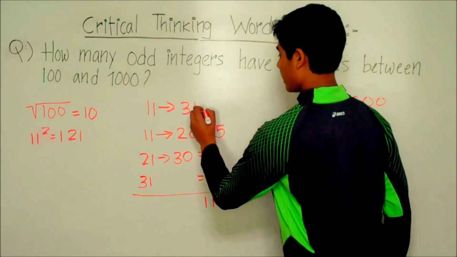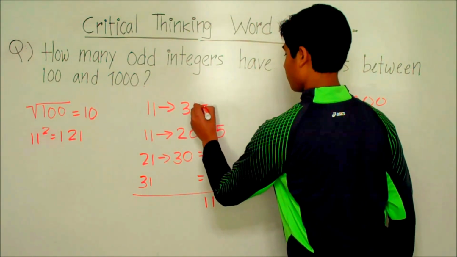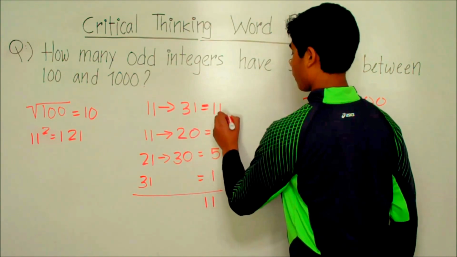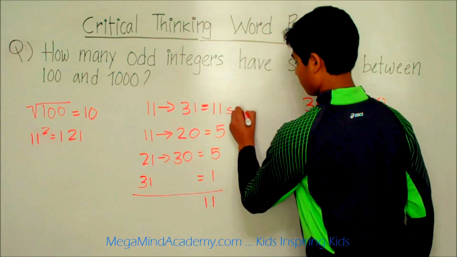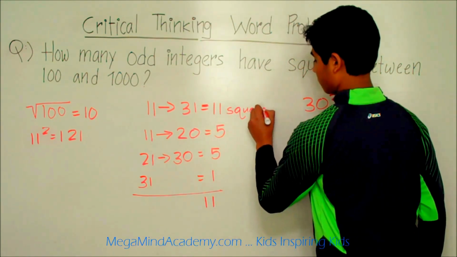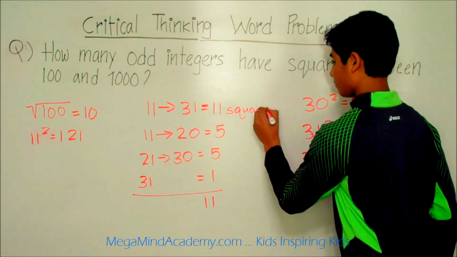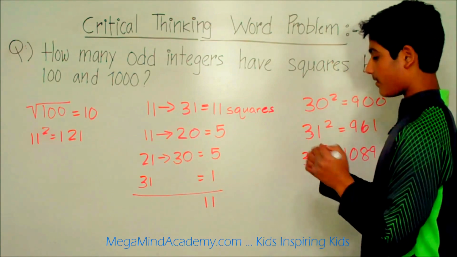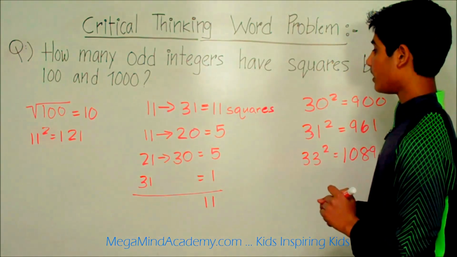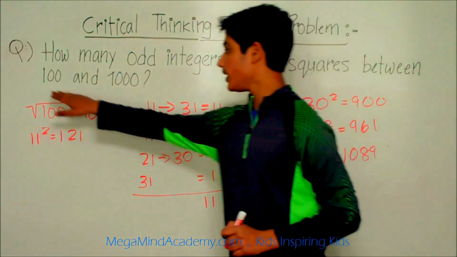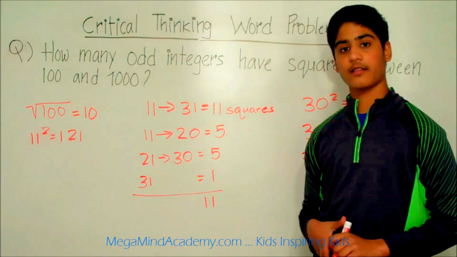So 11 odd integers, or 11 squares. So there are 11 squares that have square roots that are odd numbers, and these 11 squares are between 100 and 1000.